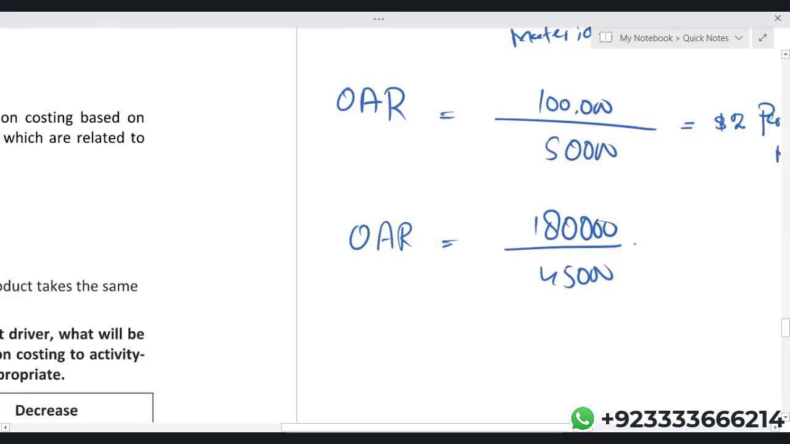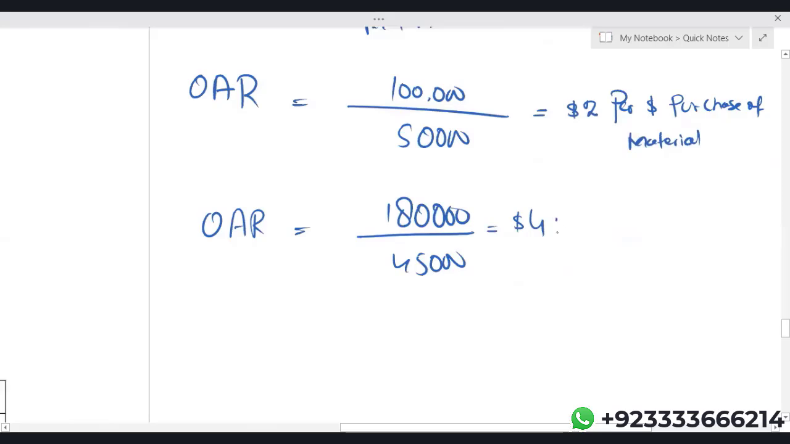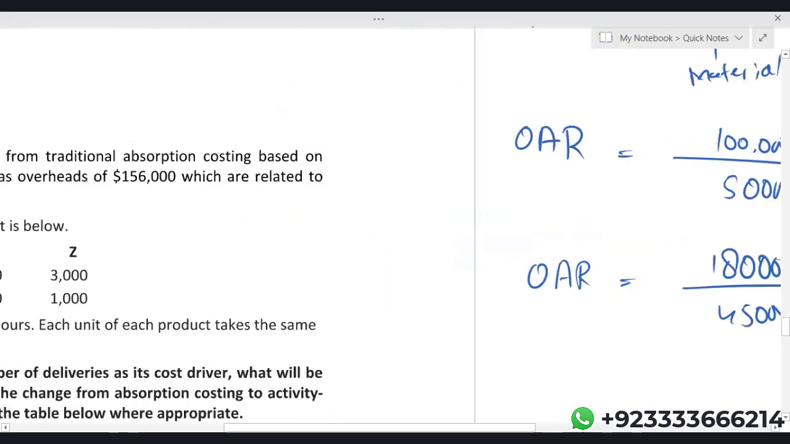What is the interpretation? That is $4 per dollar cost of labor. It means if you have to bear $1 of labor cost, you have to bear $4 of general overheads, which relates to the labor cost. Okay. Now, very easily we can calculate the final answer.